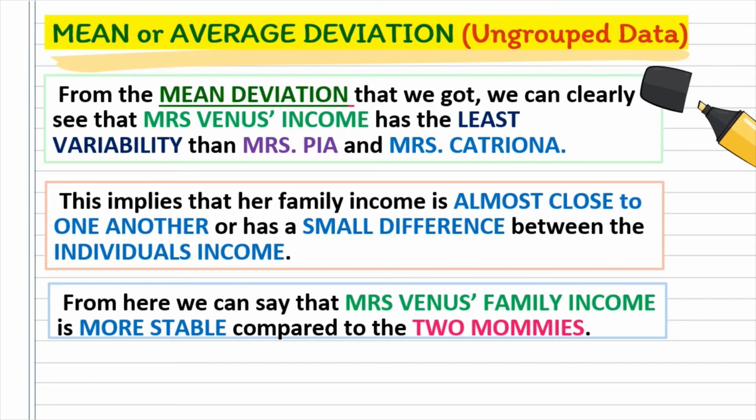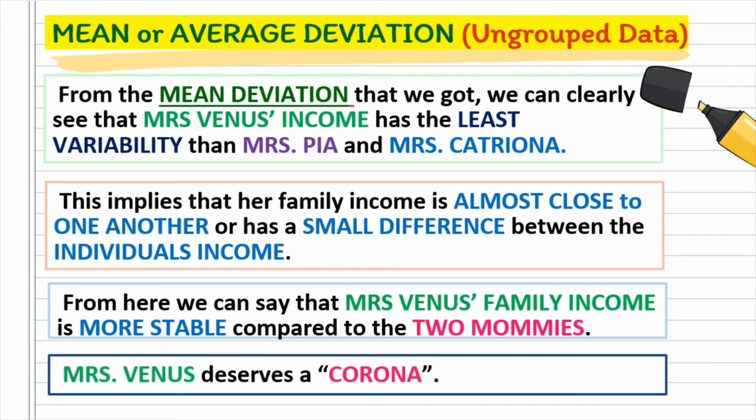Though na mas malaki yung naging mean average deviation ni Catriona kaysa dun sa dalawa, kay Mrs. Venus at Mrs. Pia, ay malaki po yung differences. So, hindi po siya stable. Pag small lang ang differences, that is more stable. So, the winner is Mrs. Venus deserves a corona.